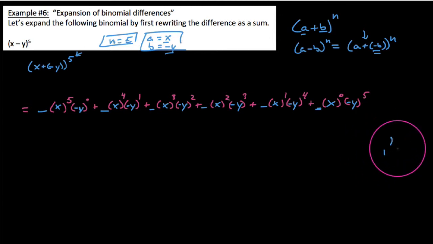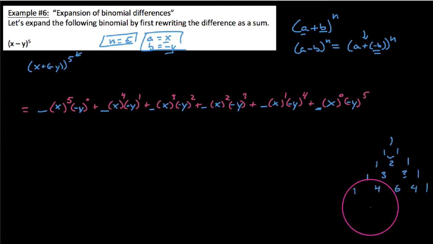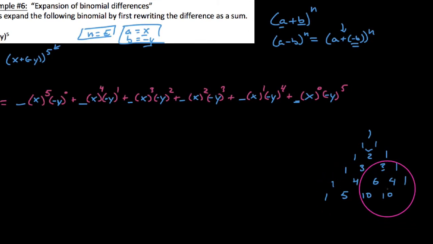We have a 1, 1, 1. Always 1's on the outside, so 1 here and 1 here. But in the middle here, we would have a 2 because we would sum the 1 and the 1 to get 2. And this would be 1, 3, 3, 1, then 1, 4, 6, 4, 1. We would have a 1 here. 1 and 4 give us a 5. A 4 and a 6 give us a 10. 6 and a 4 give us a 10.